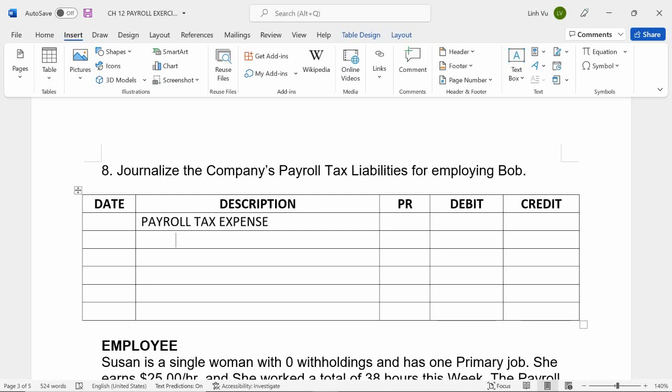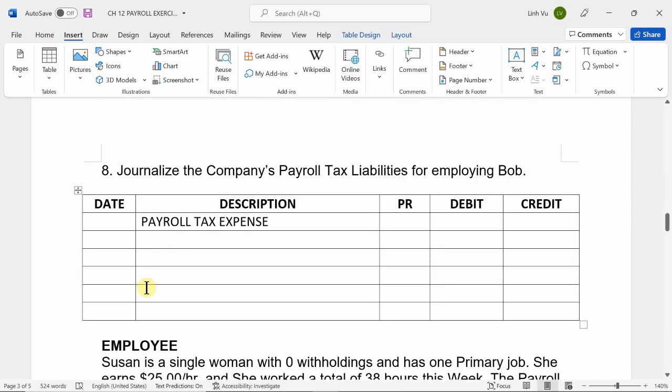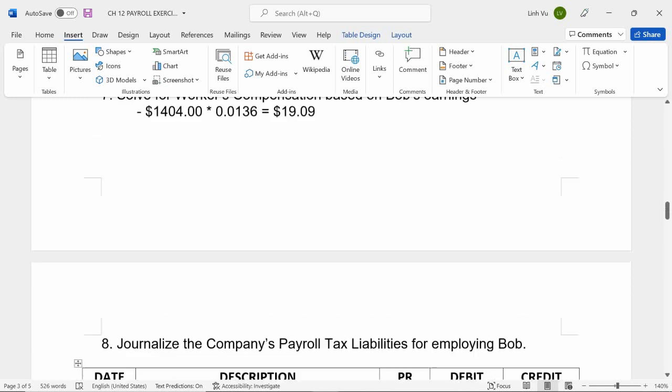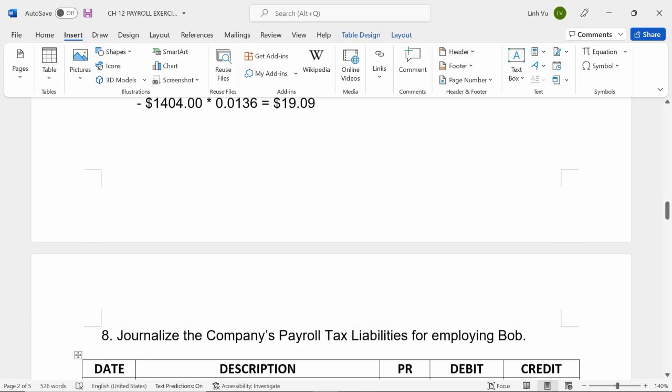Okay, what's the first thing we calculated? FICA. How much was the FICA? FICA is 107.41.